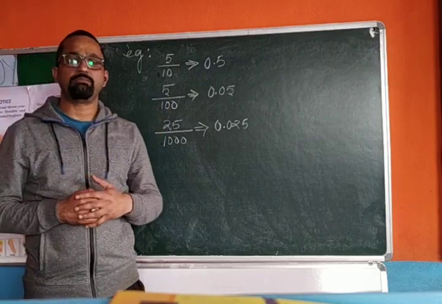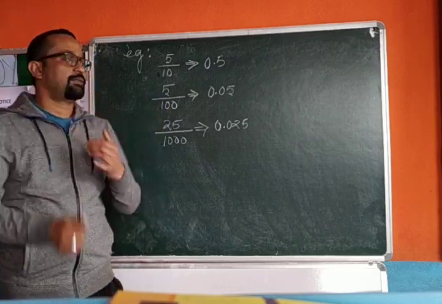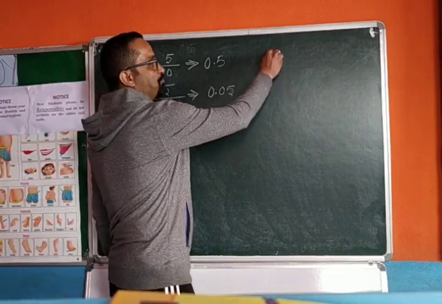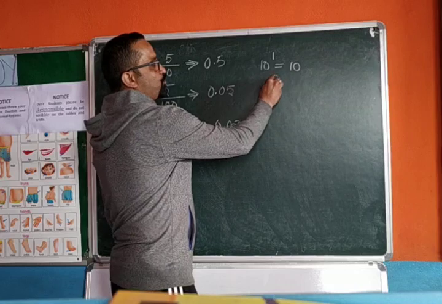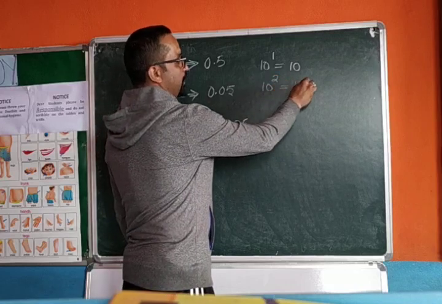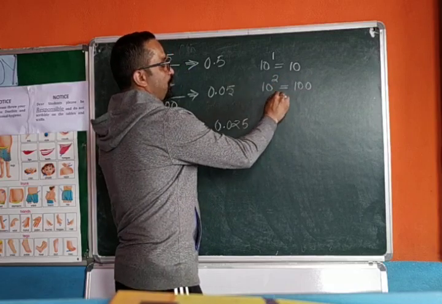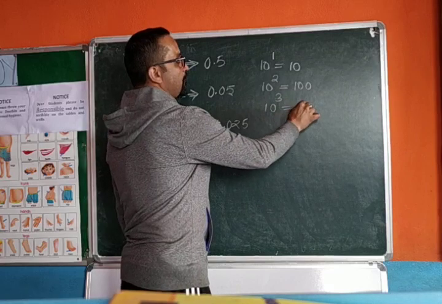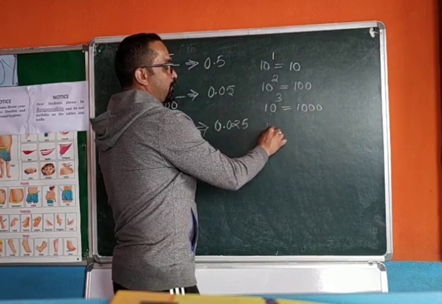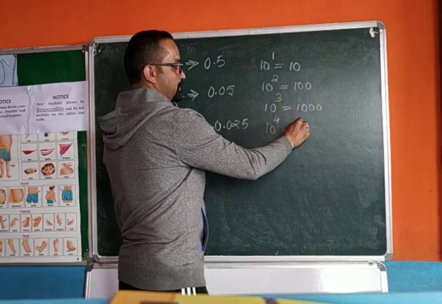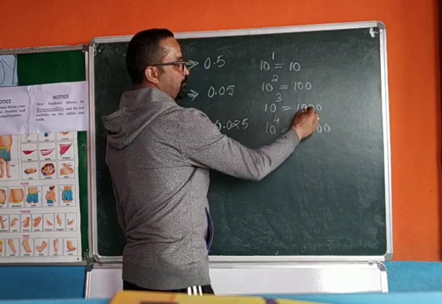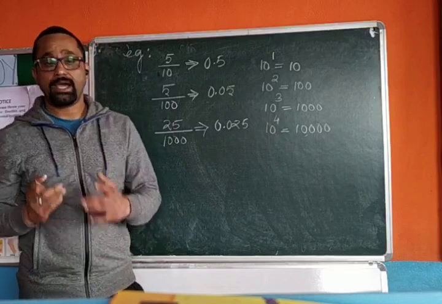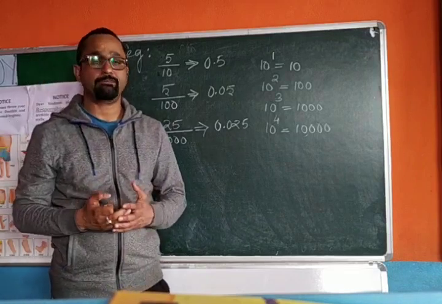Higher power of 10 means that 10 to the power of 1 means 10. 10 to the power of 2 means 100. 10 to the power of 3 means 1000. 10 to the power of 4 means 10,000. These are called higher powers of 10.